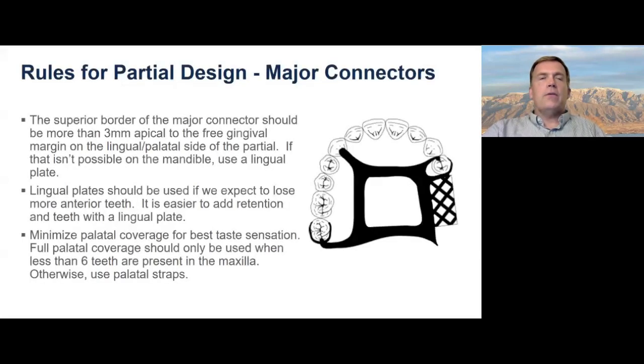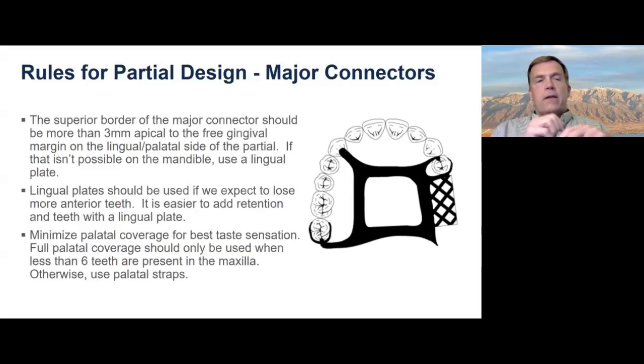So let's talk about some of the different components of the case or the partial, and how we can use them. So the first thing is, for our major connectors, unless we're doing a plate, we want to have the major connector more than 3 millimeters apical to the free gingival margin. If we can't do that on the mandible, we want to use a lingual plate. In other words, if the lingual vestibule is kind of shallow.